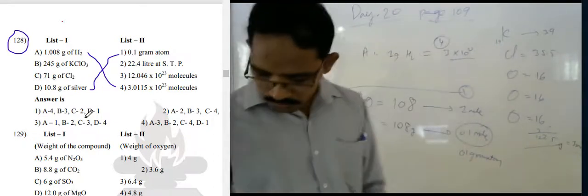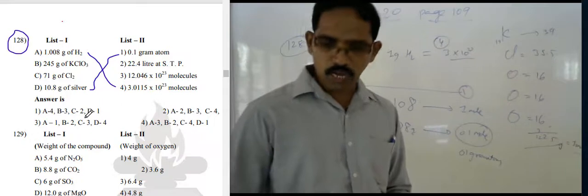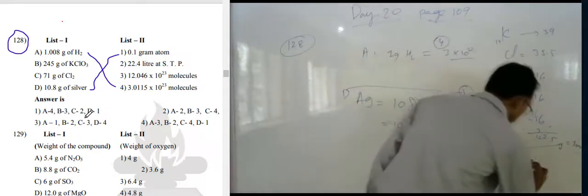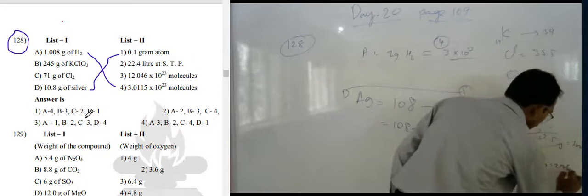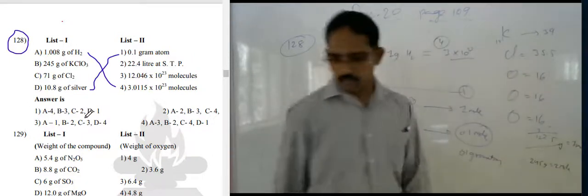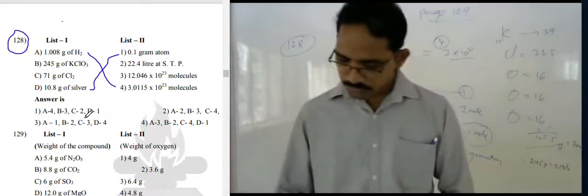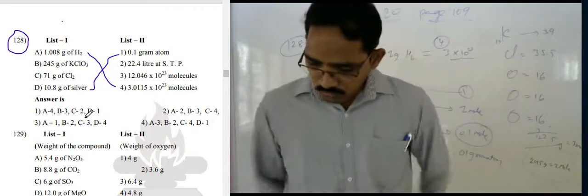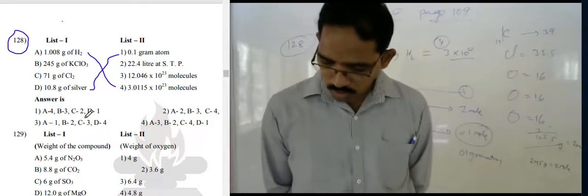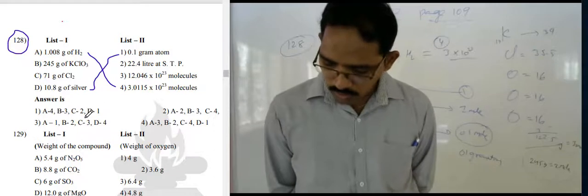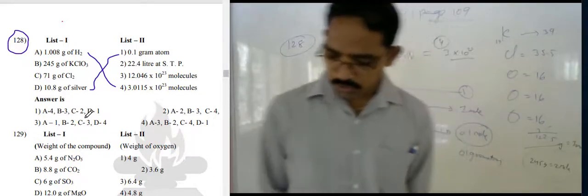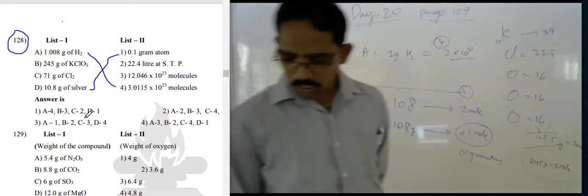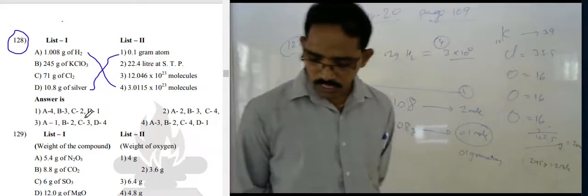But here 245 gram is given. 245 gram is 2 moles. Now see the options. 22.4 liter is wrong. 12 into 10 power 23 molecules. Yes, so third option is suitable for B. A is 4, B is 3.